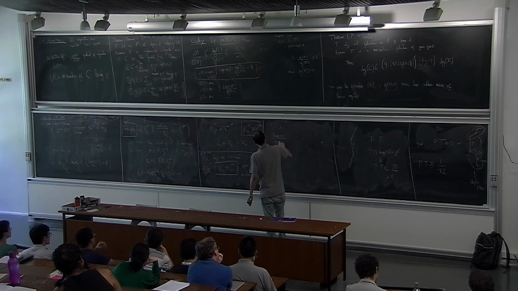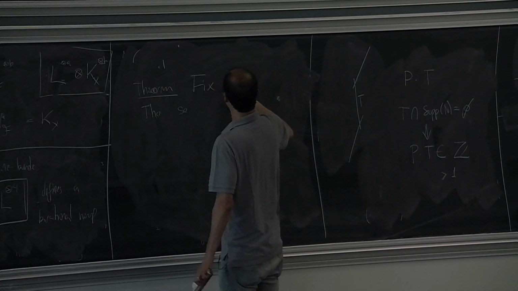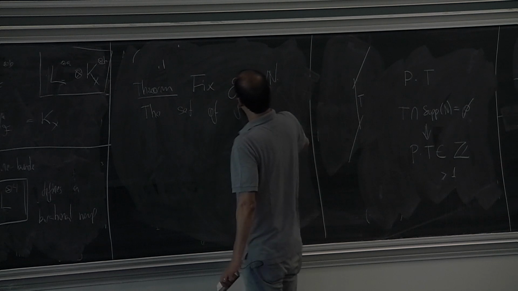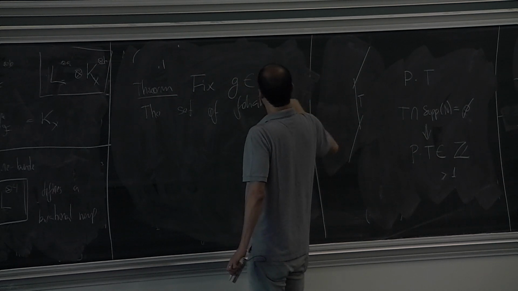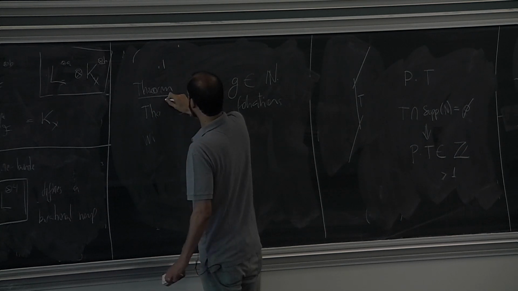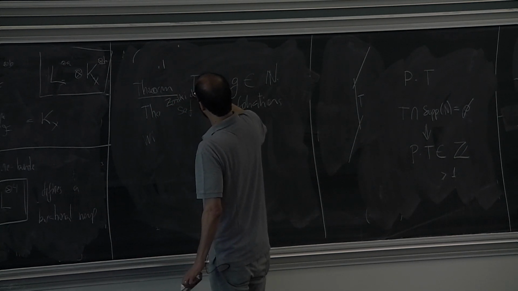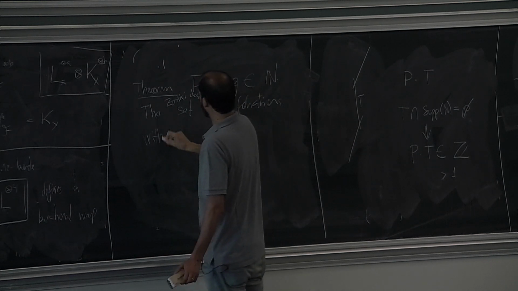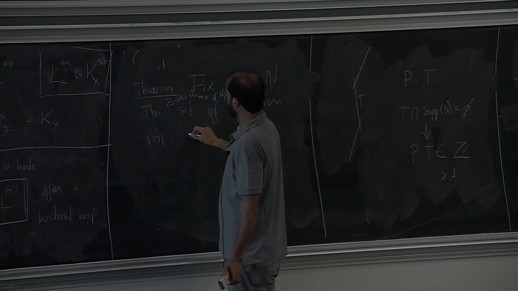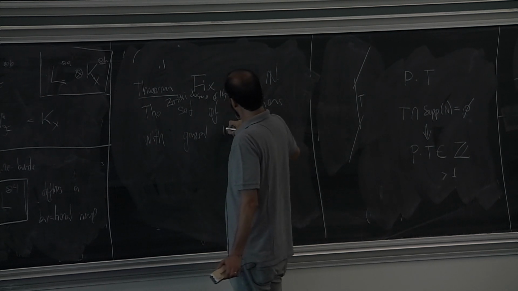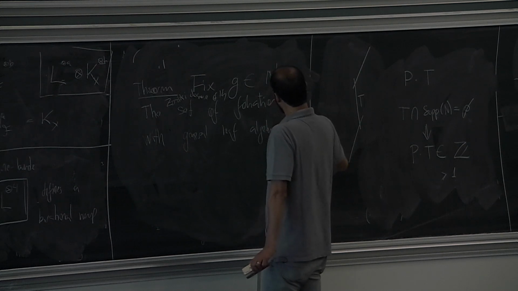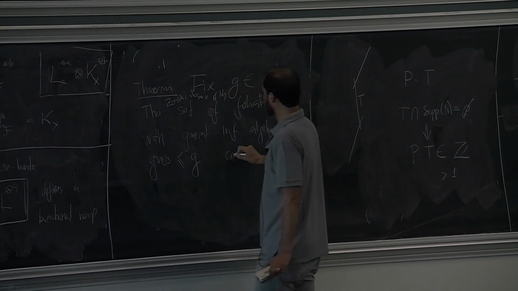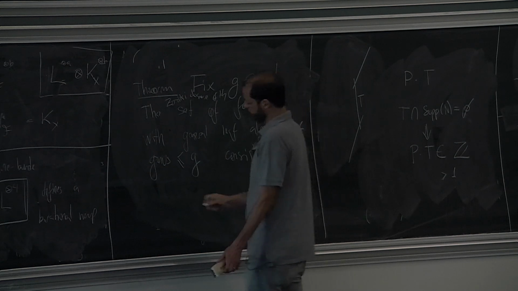So fix g, a natural number. The Zariski closure of the set of foliations with general leaf algebraic of genus at most g consists of transversely projective foliations.